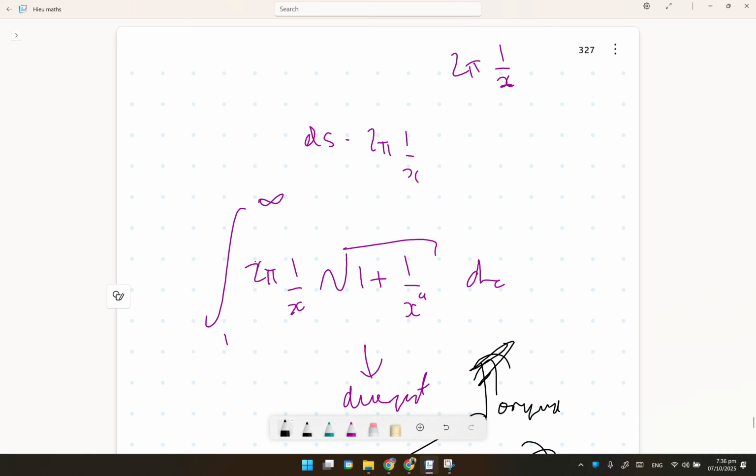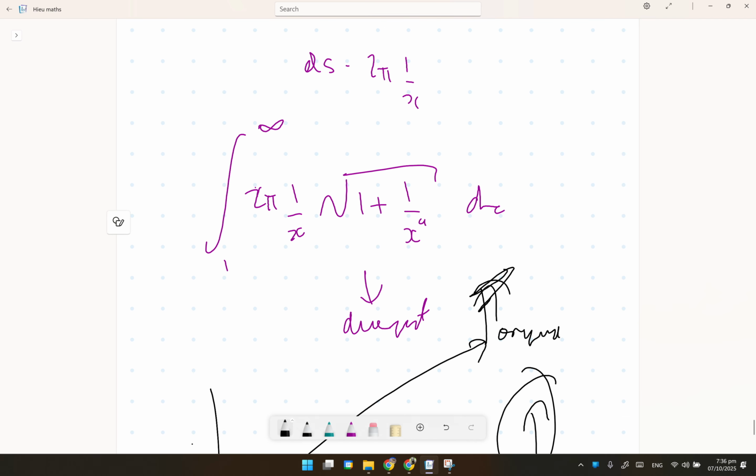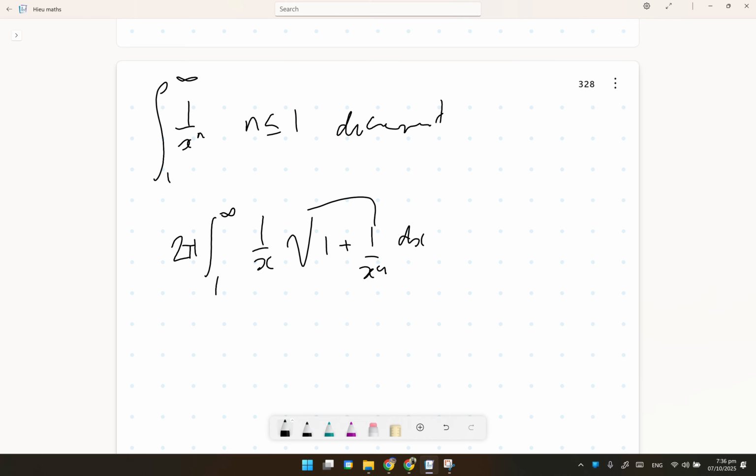Generally, the idea is we want to compare it to 1, and then we end up dividing it by x. So let's start by comparing something to 1. So we can say that 1 plus, let's write out the equation here. So 2 pi integral from 1 to infinity of 1 over x, the square root of 1 plus 1 over x to the 4 dx. And we want to compare this to 1.